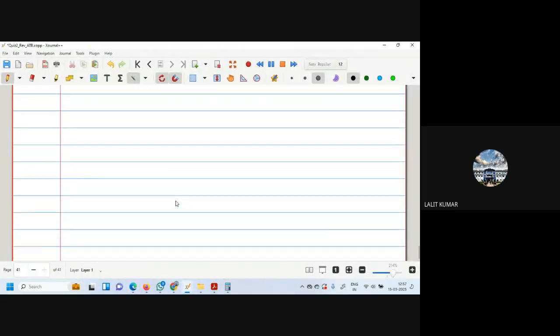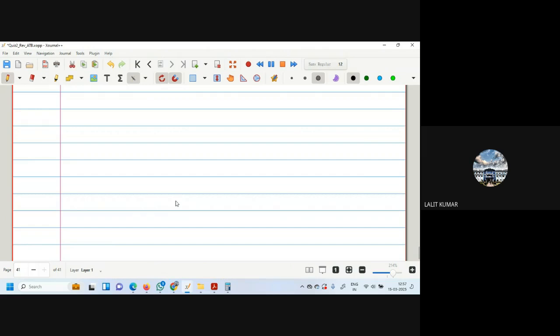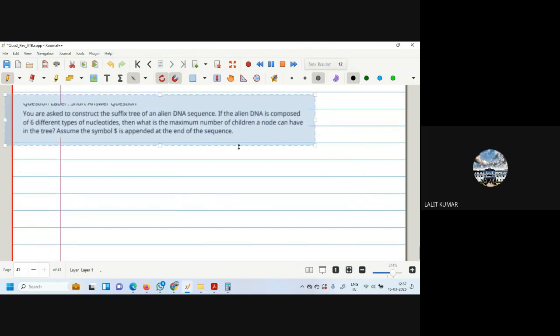So I'll put some space for this and I'll post it here. You are asked to construct a suffix tree of a DNA. If the alien DNA is composed of 6 different types of nucleotides, then what is the maximum number of children a node can have in the tree? Assume the symbol dollar is appended at the end of the sequence.